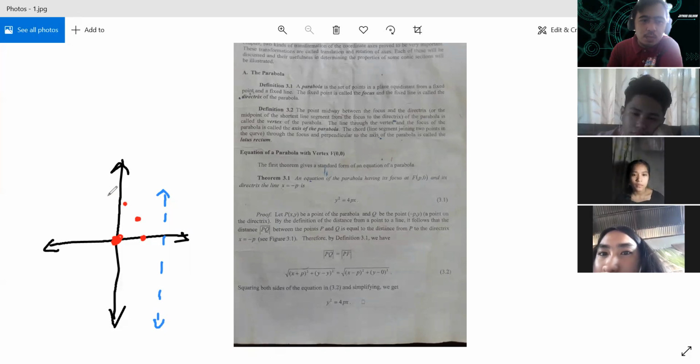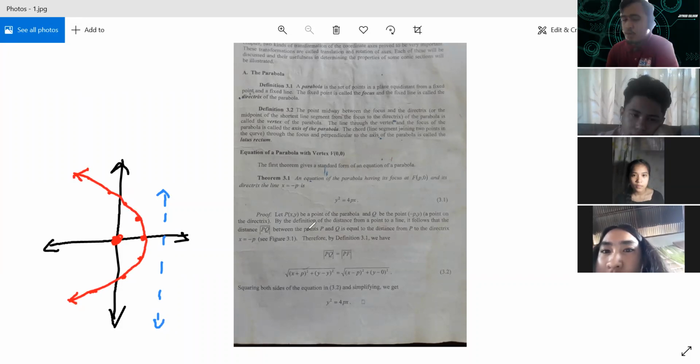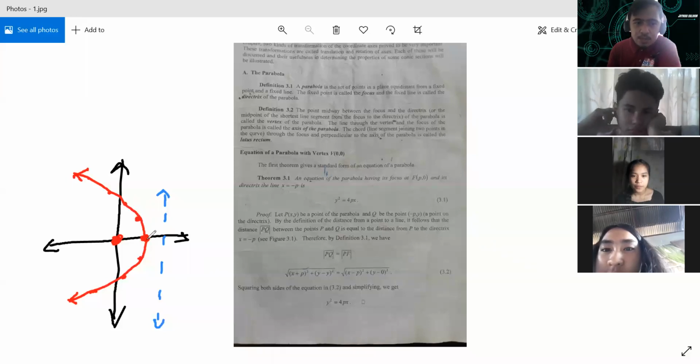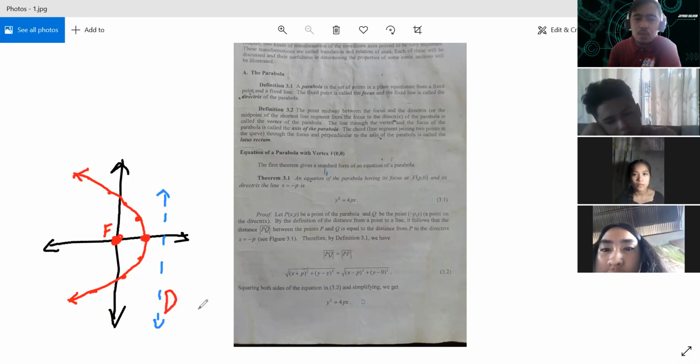If you collect all of those points, then you can create what we call a parabola. Okay? Parabola. So in a parabola, there are terms that you need to remember. First, you should know what the vertex of the parabola is. So this is the vertex of the parabola. Again, this fixed point is called the focus. The fixed line is called the directrix. In notation, we use D. This point here is called the vertex of your parabola.